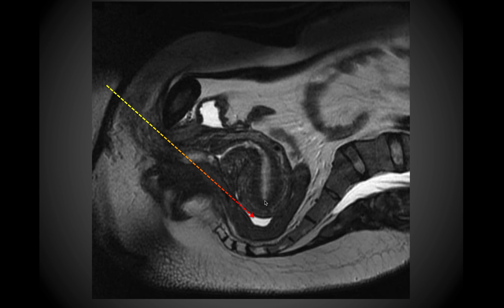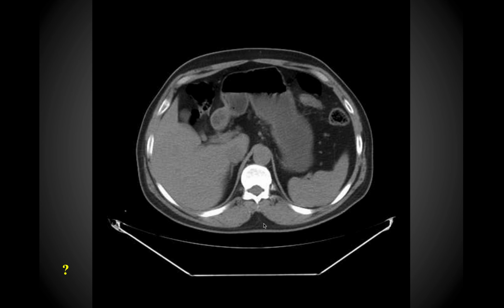So here's the rectum, here's the uterus. So the rectouterine pouch of Douglas is going to be the low point of the female abdominal pelvic cavity. So that's the most likely place in a supine patient for fluid to accumulate.